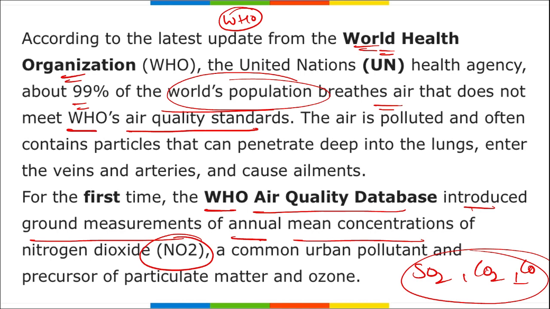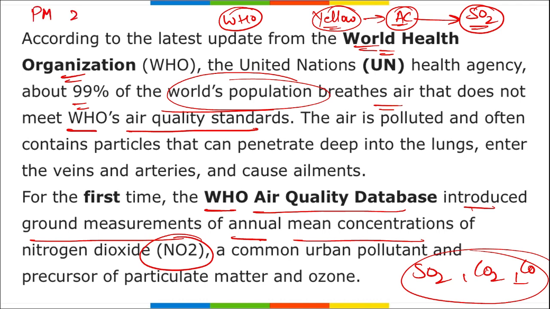If it is asked regarding acidic rain, in acidic rain there will be sulfur dioxide. Yellowing of Taj Mahal. What is the reason for the yellowing of Taj Mahal? It is acidic rain, and this acidic rain is caused due to sulfur dioxide. Next, what is PM? PM 2.5, we hear this PM 2.5. What is this? This is particulate matter. It tells about the concentration of particulate matter that is suitable for breathing.